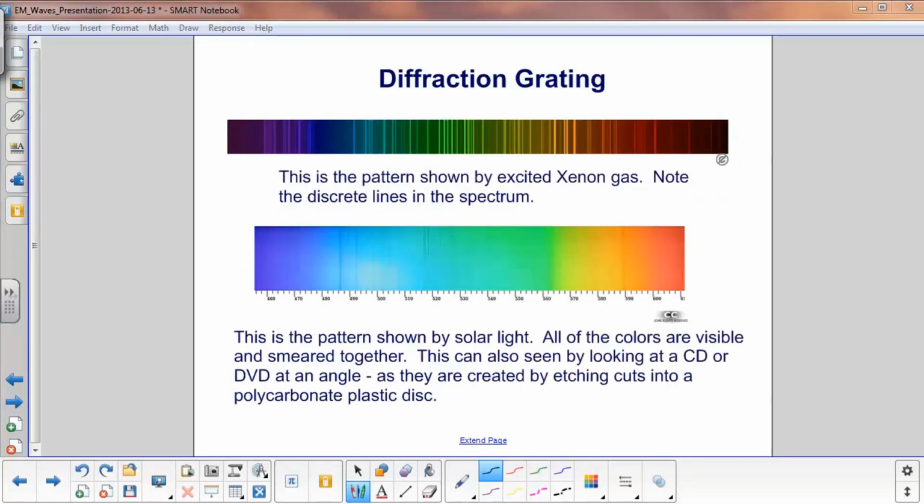Here are 2 examples of what a diffraction grating will show. If we put up a diffraction grating and pass through the spectra from excited xenon gas, we will get very discrete lines. You can see the green lines, blue, violet, red, very discrete patterns. If we were to pass through white light, like from the sun, we will see all the colors smeared together. You can also see this effect by looking at a CD, if you have any anymore, or a DVD at an angle, because they're created by etching cuts into a polycarbonate plastic disc.